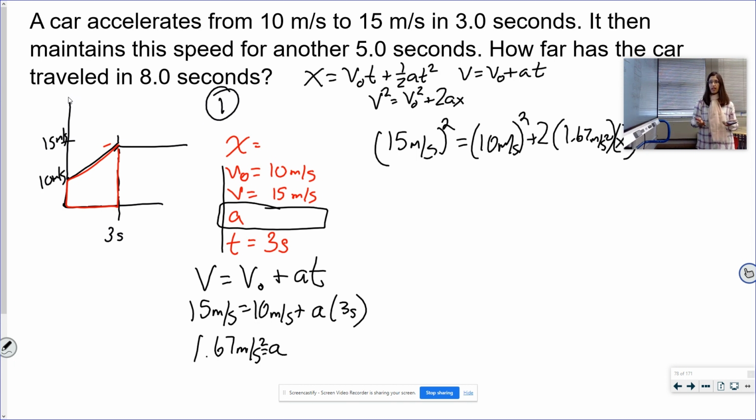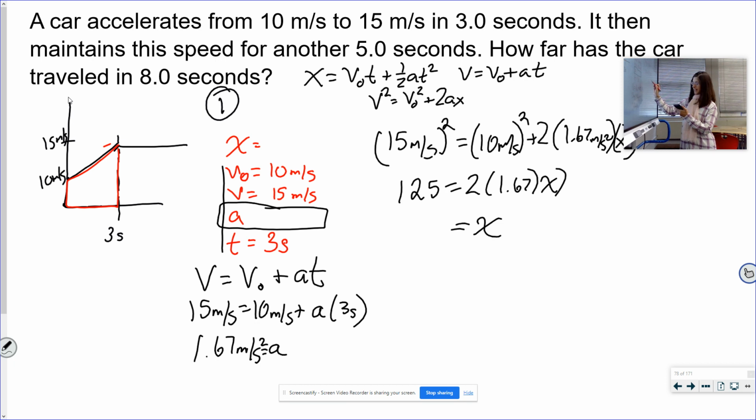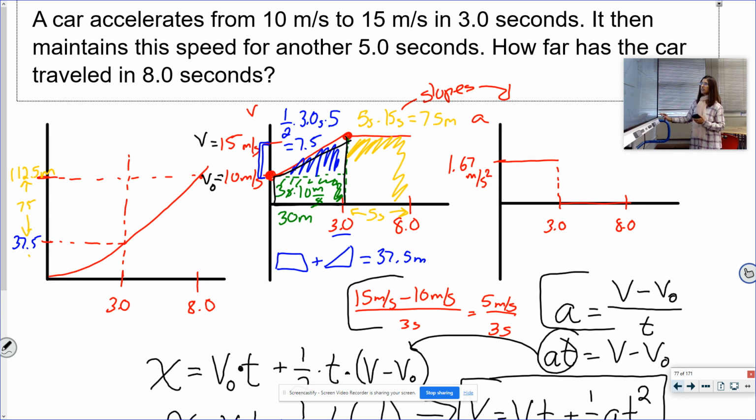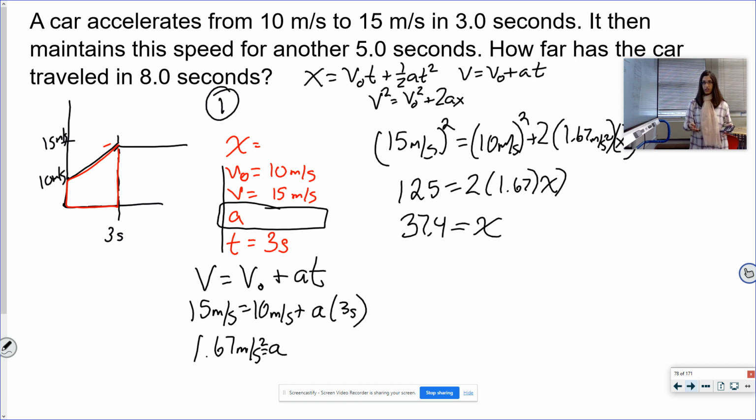And we do the algebra of that, and you're going to get the exact same answer that we had before. So we have 15 squared minus 10 squared, which is 100. So we have 125 equals 2 times my acceleration, times x. Go ahead and divide that out, and we get an x equal to 37.4. Now again, if we come back to our previous answer, that was what we got for our total answer here. There's our 37. All right, so we've now found the first chunk.